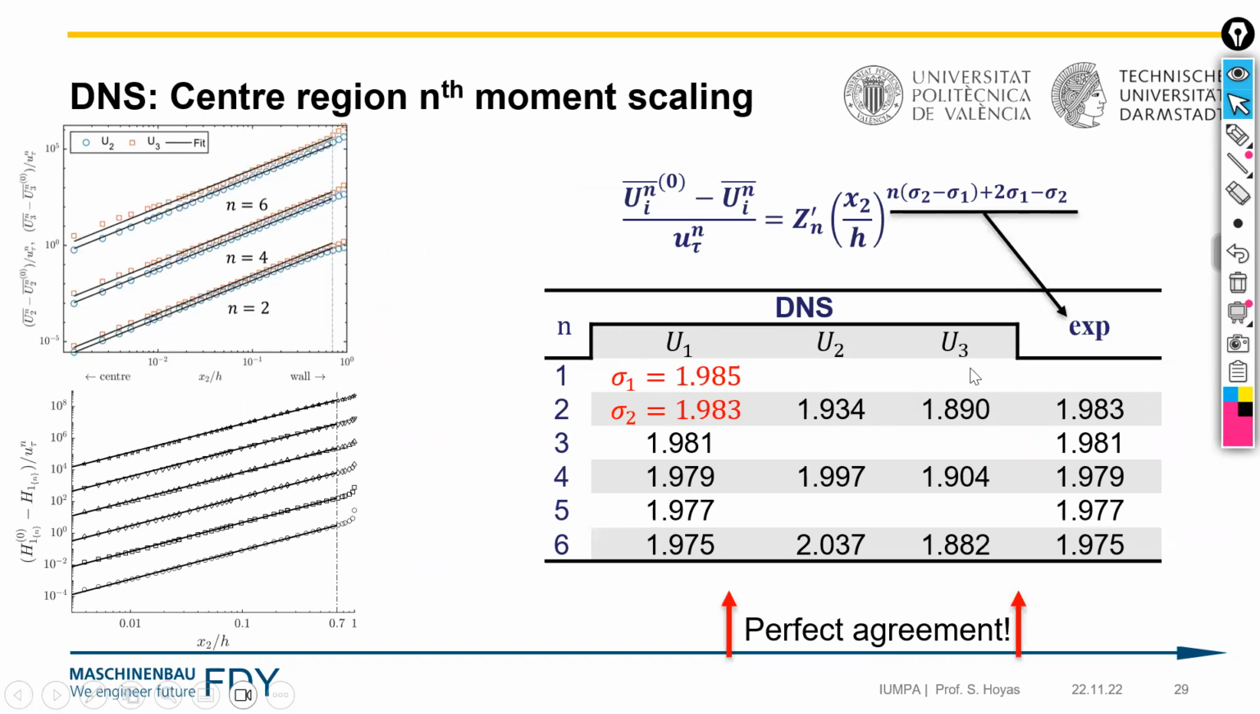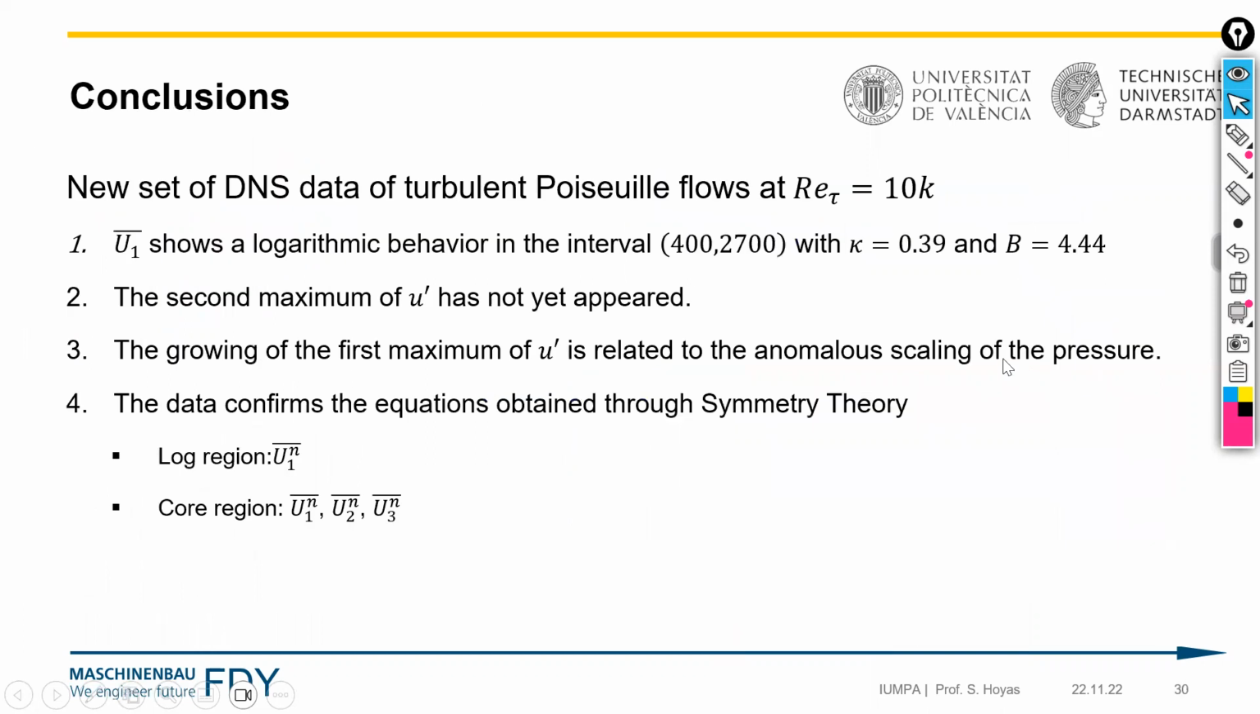In fact, we have some incredible behavior between the exponents that we obtain from the data and the theoretical exponent. So, as conclusions, we have a new set of DNS that we have run at the highest Reynolds number ever. We have found a very nice logarithmic behavior in one very long interval, and we have proved mathematically that this is what happens. And the data confirms all the equations obtained through symmetry theory.